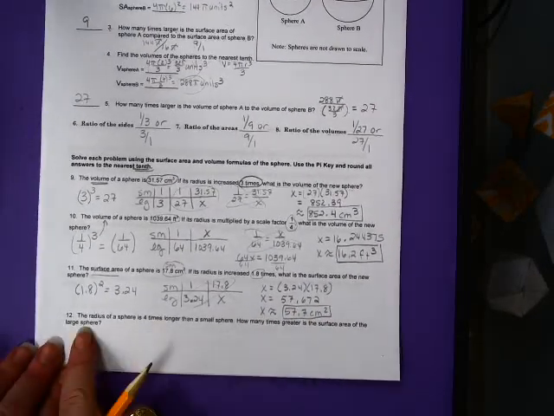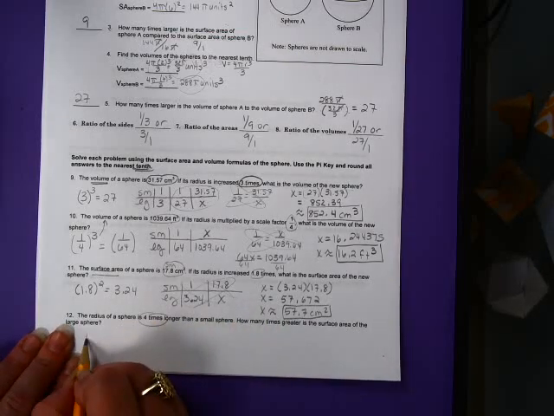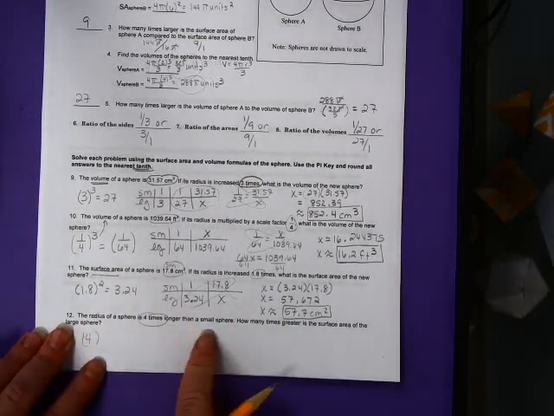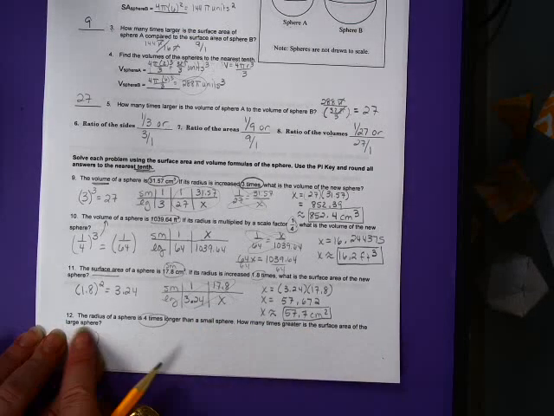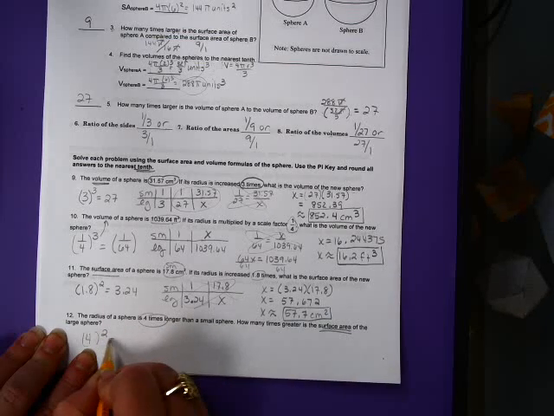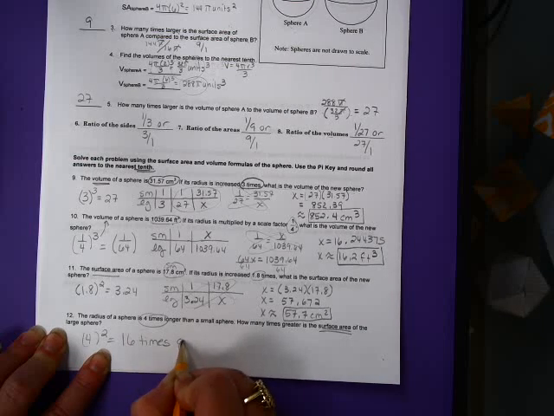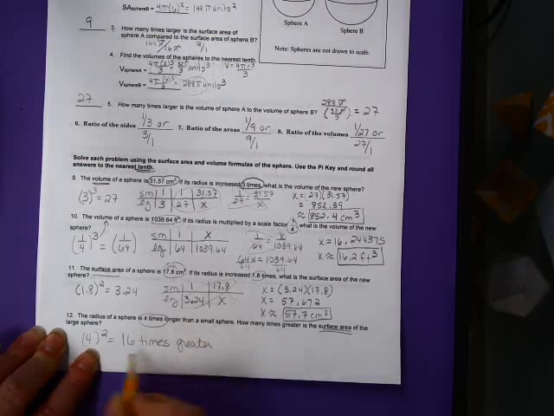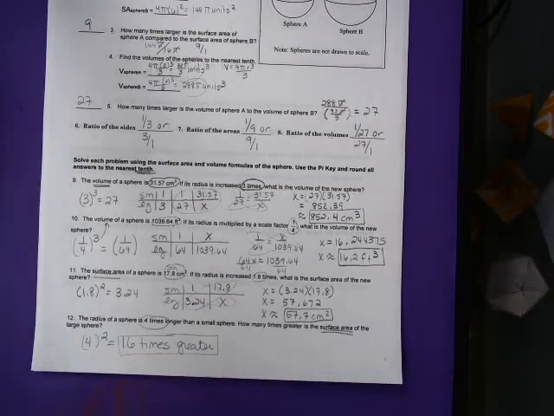Last one. The radius of a sphere is 4 times as long, so that's my scale factor, than the smaller sphere. How many times greater is the surface area of the large sphere? Surface area. That means squared. So that's going to be 16 times greater. And they didn't ask me to find the surface area of the new one. They didn't give me the surface area of the smaller one. So that's all I have to do, is 16 times greater.